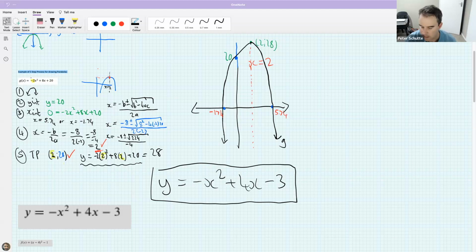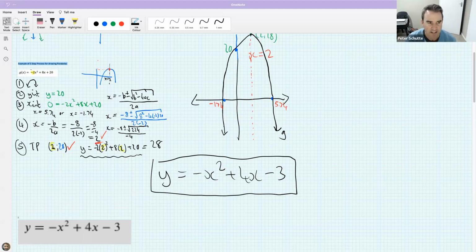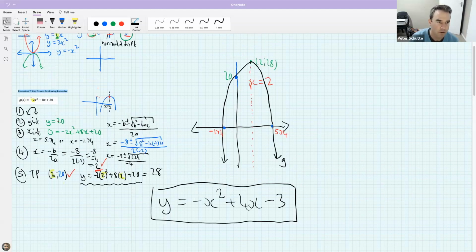What is represented by the blue dot on the y-axis? That is the y-intercept. So if you look here, y is 20. So here, that's that one over there.